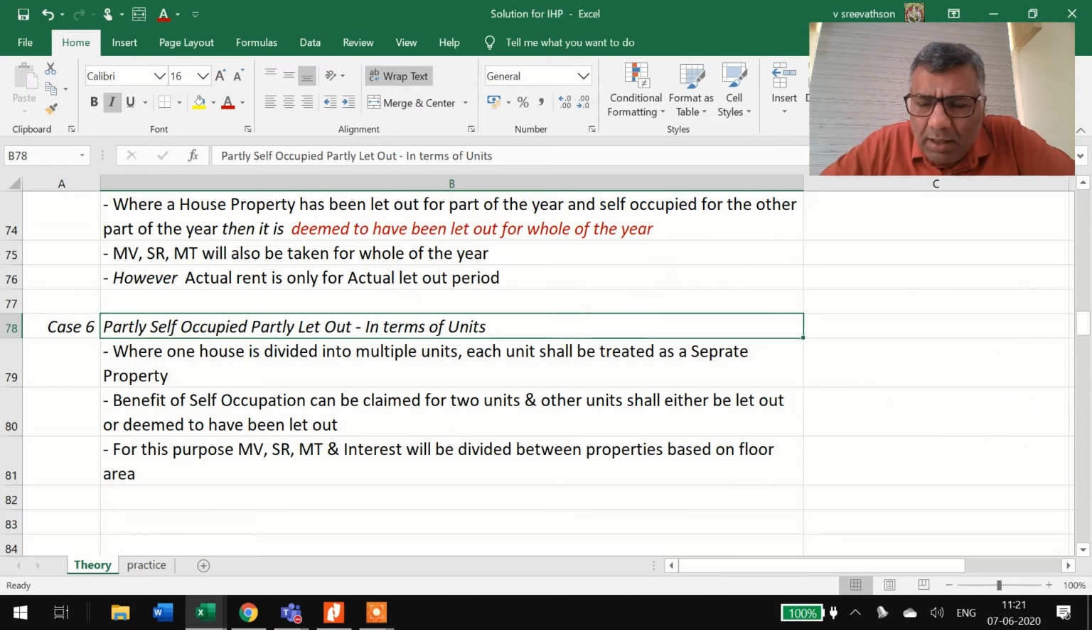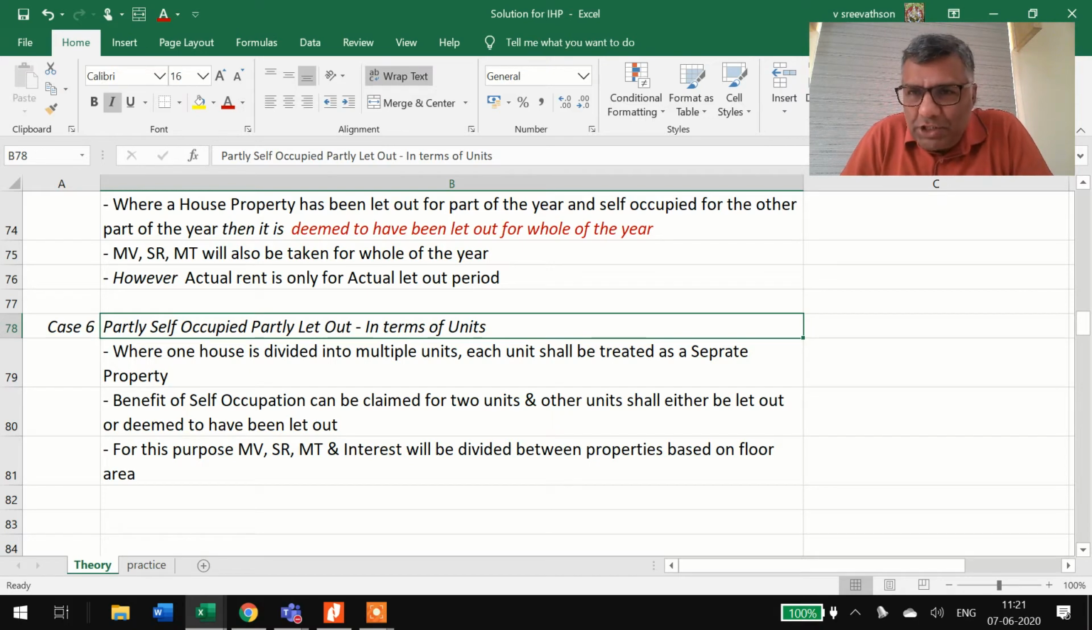Sir, where one house has 3 units and all the 3 are occupied by the owner himself, then it will be treated as one house only. How do you say it is 3 units? Yeah, that's floor wise.